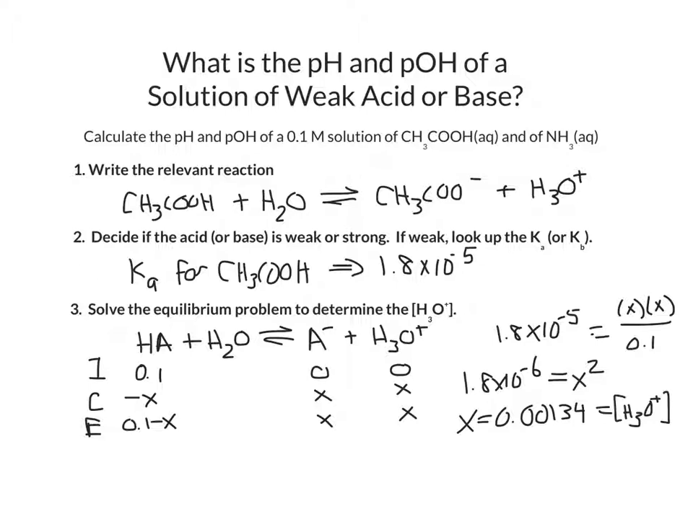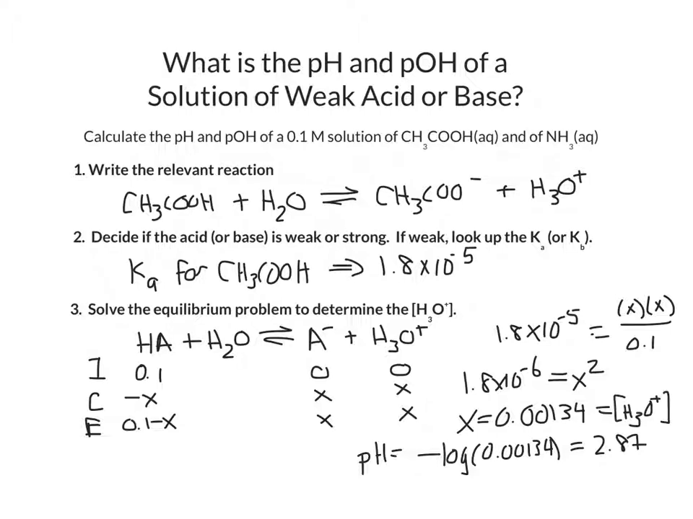So now I just need to take minus the log of 0.00134. And to do that, I'm going to take the log of my answer, and then I'm just going to take the opposite of that value. I'm just going to multiply through by -1, and so I'm going to end up with 2.87, and that is the pH of this solution. So my solution has a pH of 2.87.